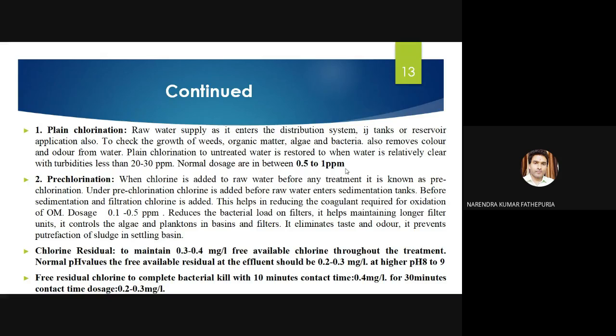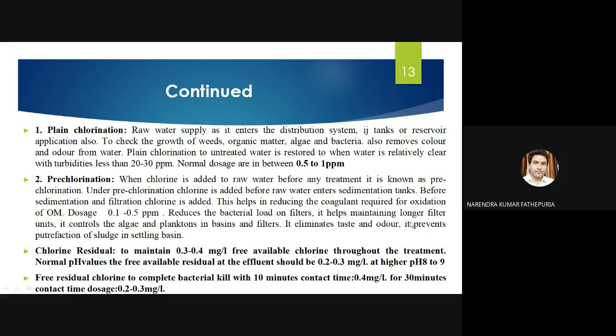When chlorine is added to the raw water before any treatment, it is known as pre-chlorination, as I told you. Under pre-chlorination, chlorine is added before raw water enters the sedimentation tank. Before sedimentation and filtration, chlorine is added. This helps in reducing the coagulant required for oxidation of organic matter. Dosage should be 0.1 to 0.5 ppm.